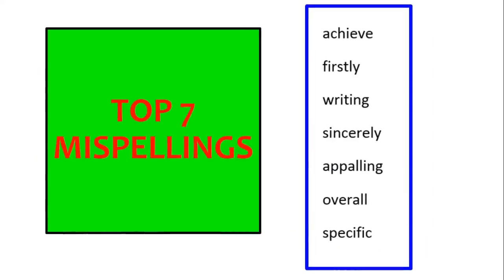Okay, top 7 misspellings that I've come across teaching my students are achieve, firstly, writing, sincerely, appalling, overall, specific. Some of these words you might think, oh, blimey, how could they not spell that? Or other words you might think, well, actually, they are quite tough. So I would say these would be really good to revise for the exam.